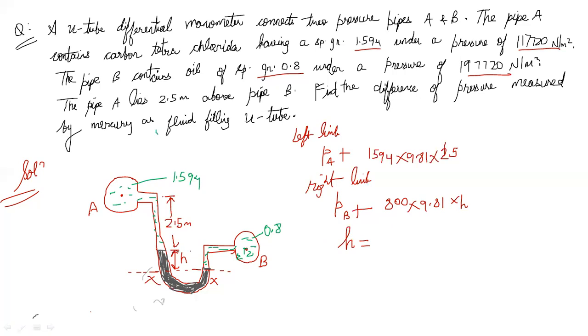So basically I have to find out this height. Just equate this. PA value is given to you, PB value is given to you, substitute everything, and you should get the height as 0.326 meters.